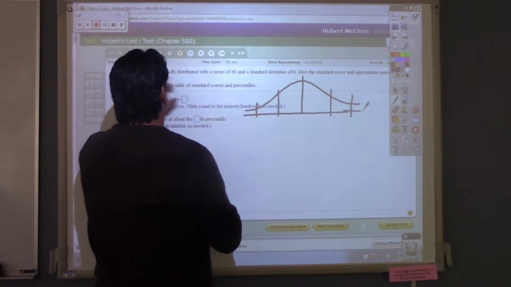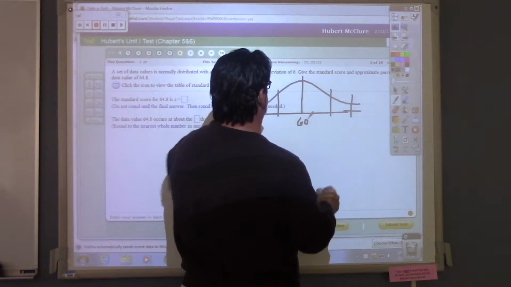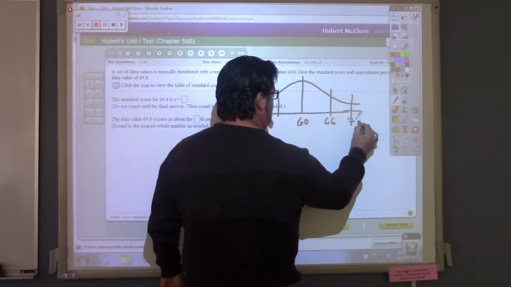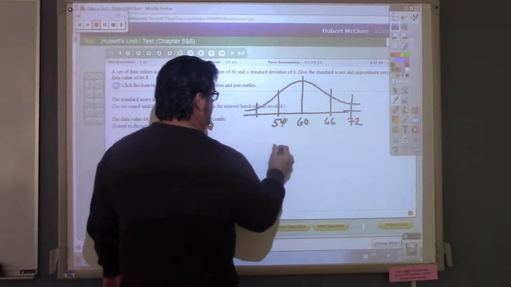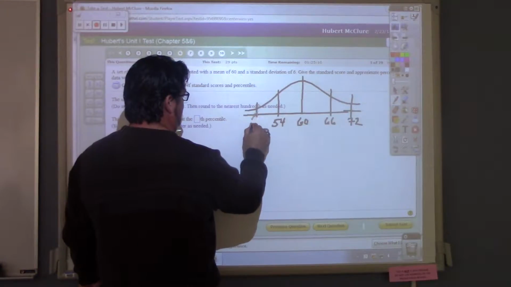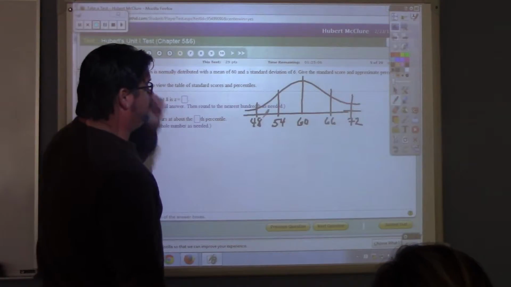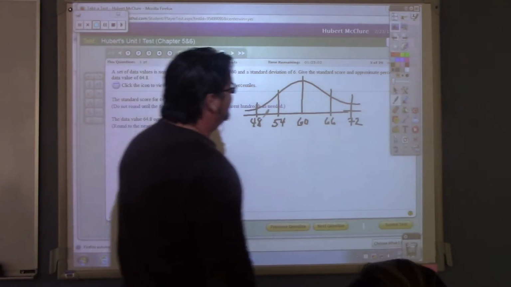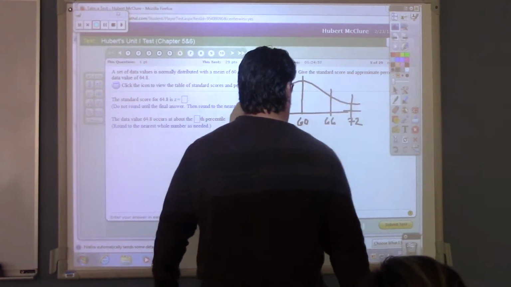All right, we've got a mean of 60 and a standard deviation of 6. So we've got a 66 here, and a 72 here, and a 54 here, and a 48 here. Give the standard score and approximate percentage for a data value of 64.8.